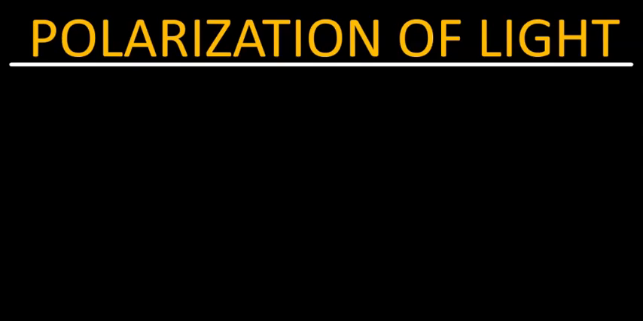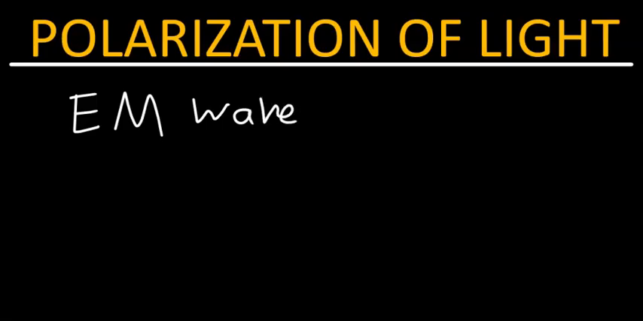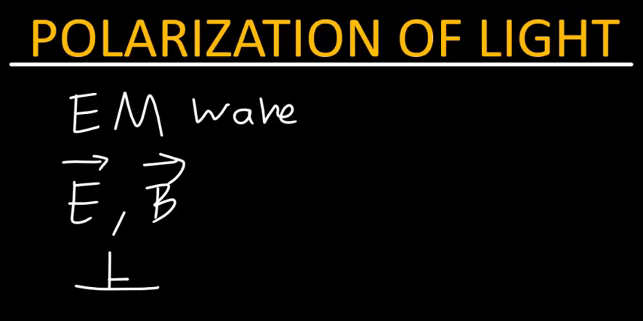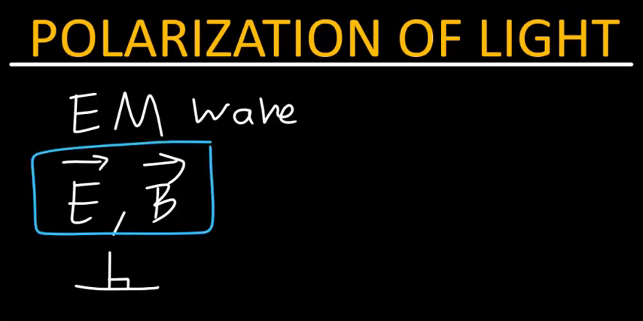In this video, we will talk about polarization of light. Light, which is a type of EM wave, consists of fluctuating electric field and magnetic field that are perpendicular to each other and both individually perpendicular to the direction of propagation. Here, the vector c represents the velocity vector of the wave.